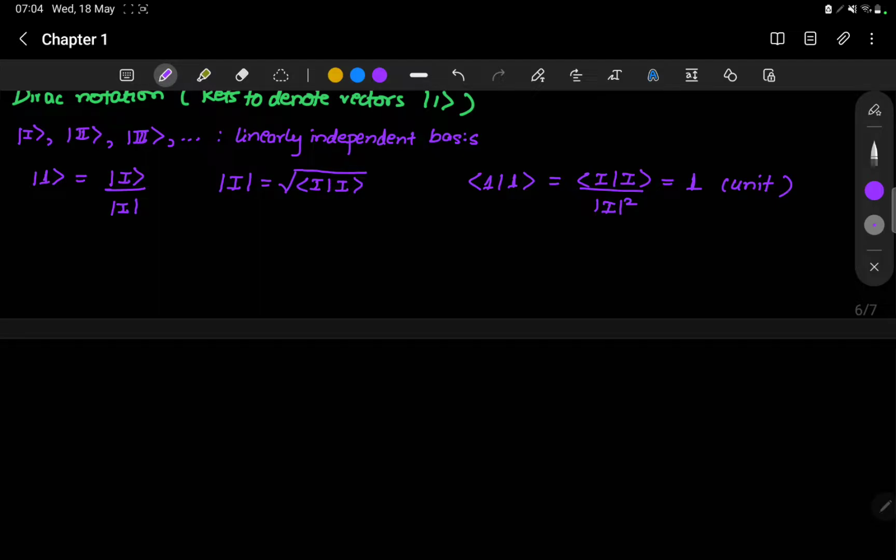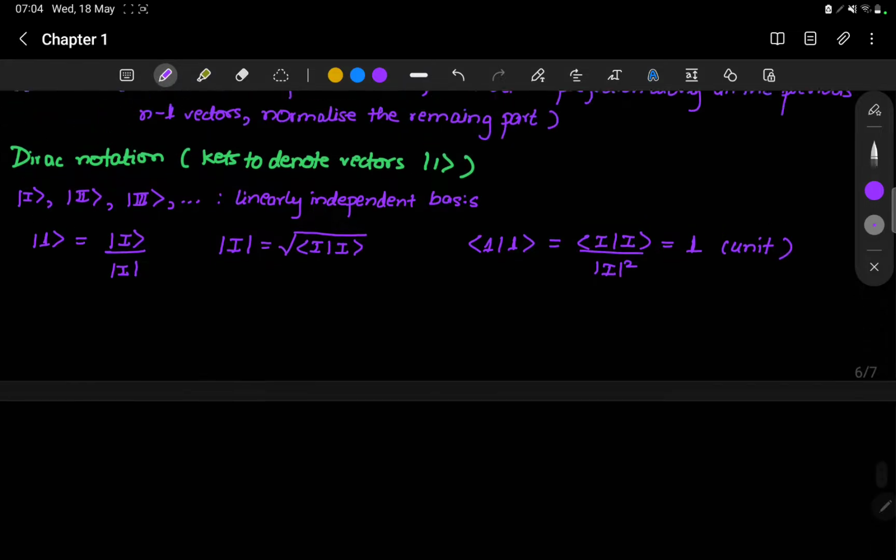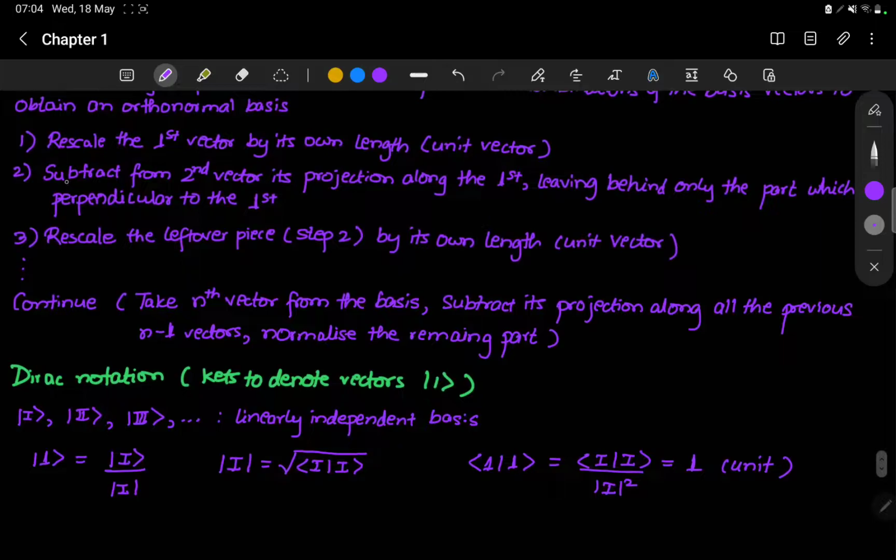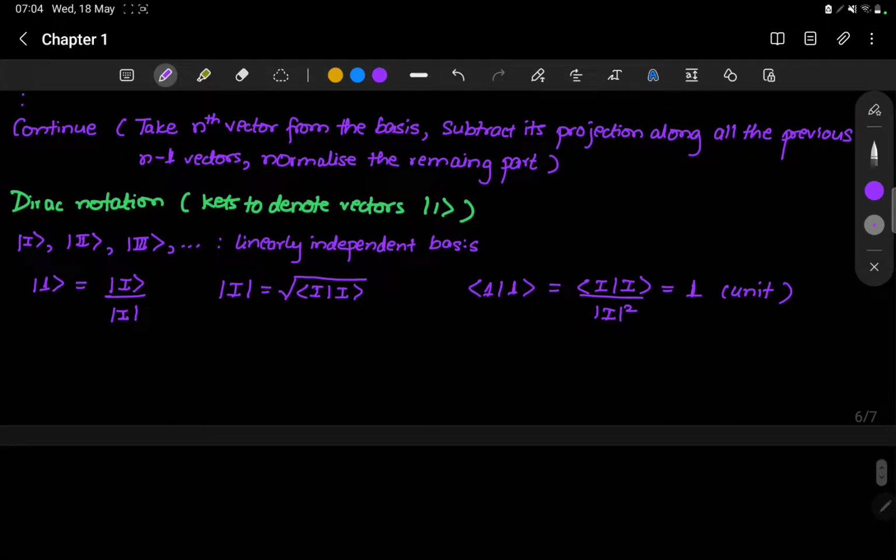Now for the second vector, what were we supposed to do? The process says subtract from the second vector its projection along the first. So we need to take the second vector.